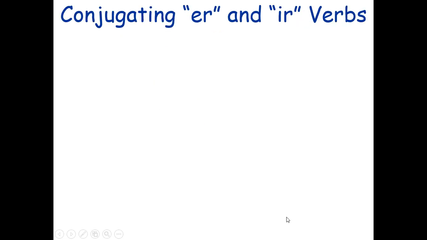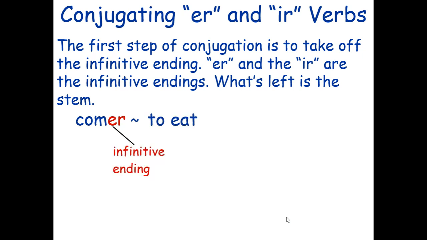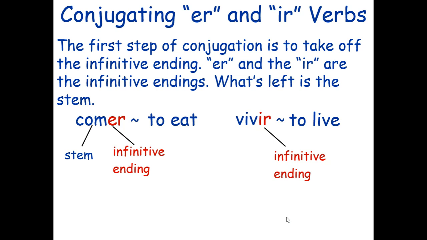So when you conjugate ER and IR verbs, it's just like you do with AR verbs. You're going to take off the ER or the IR, and what's left is the stem. So for comer, ¿cómo se dice comer? To eat. ER is the infinitive ending, which is what makes it an ER verb, and com is the stem. For IR verbs, vivir, to live, take off the IR, which is the infinitive ending. It's why it's called an IR verb. And then you're left with the stem. And then you put the new endings onto these.